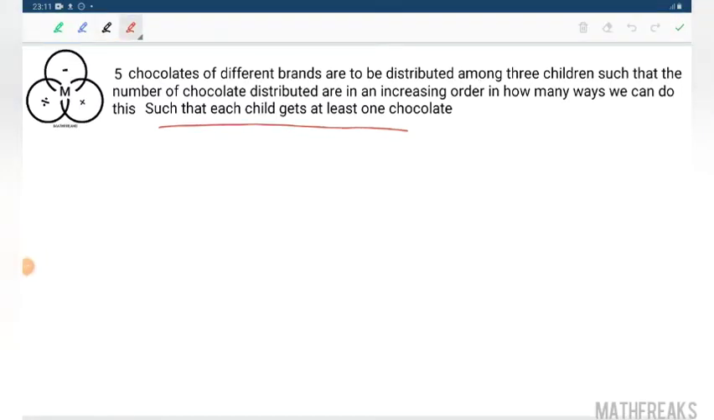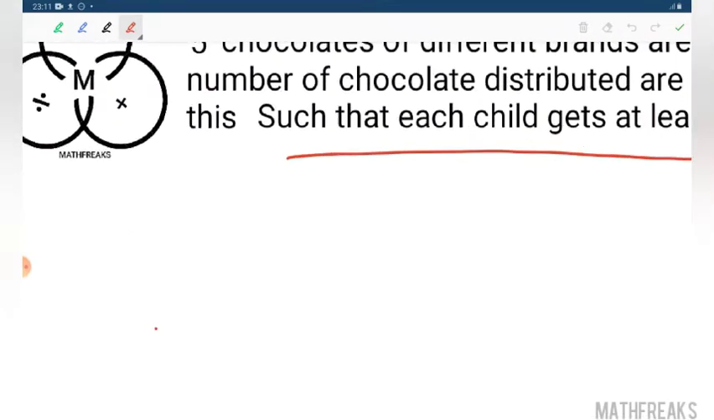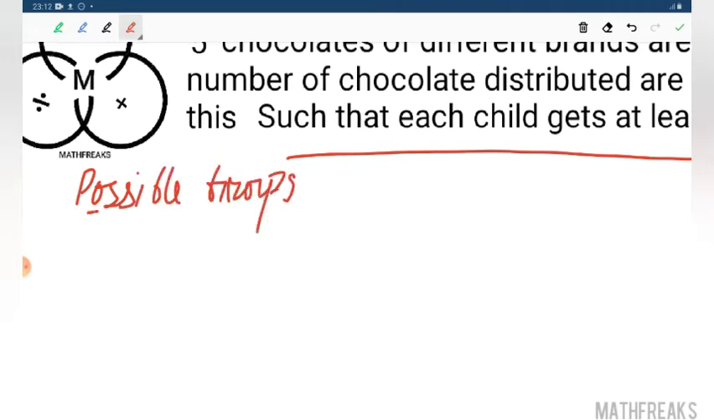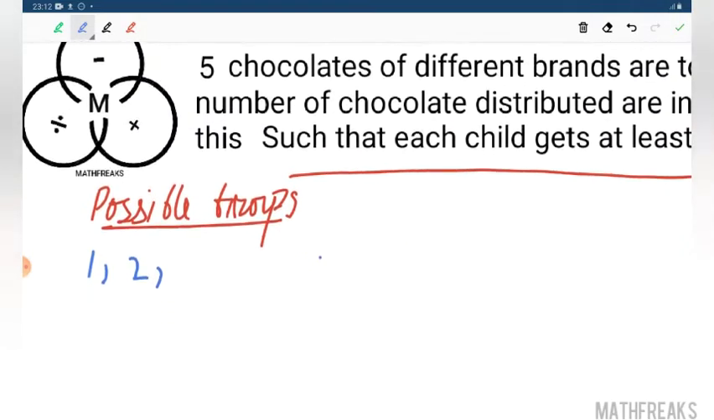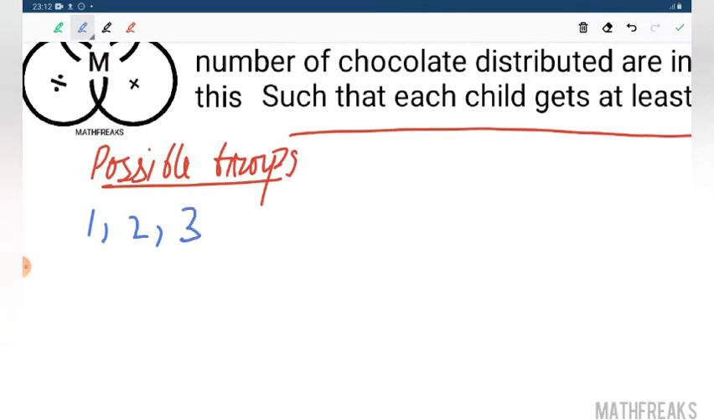Five chocolates of different brands are to be distributed among 3 children such that the number of chocolates distributed are in an increasing order and each child gets at least one chocolate. So what are the possible cases or possible groups? The first is 1 chocolate, 2 chocolates, 3 chocolates. We have to start from the least, and the number of chocolates distributed are in an increasing order.